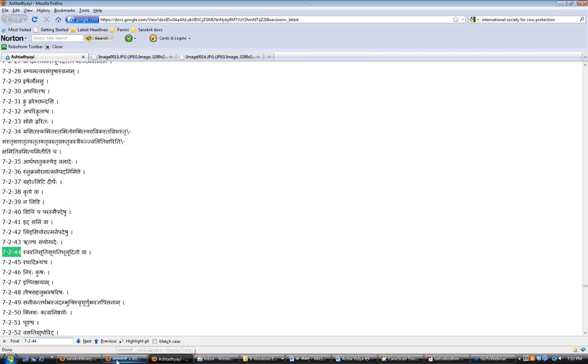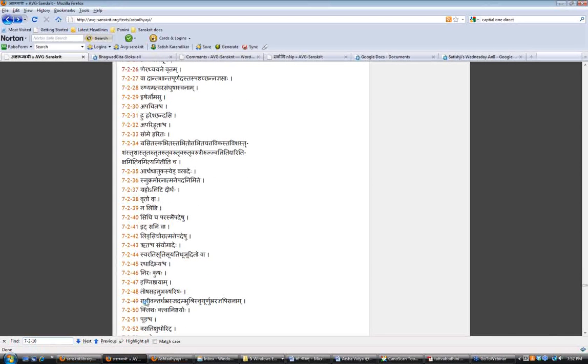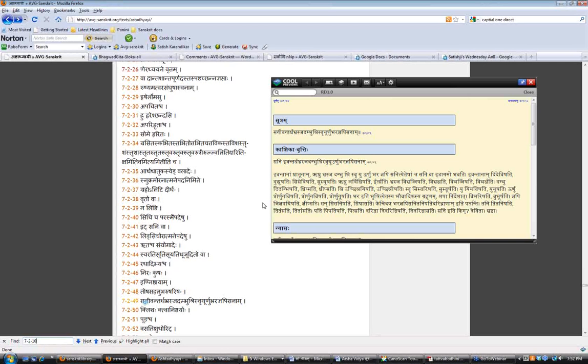Let's go to 7-2-49 and see what we get. There is a vartikam there which we have seen. It says, kechid atra bharanyapi sani pati daridranam iti patanti. The sutram doesn't have the dhatu pat in there, but some include dhatu pat in this also, so that it becomes a vikalpena iragamaha.